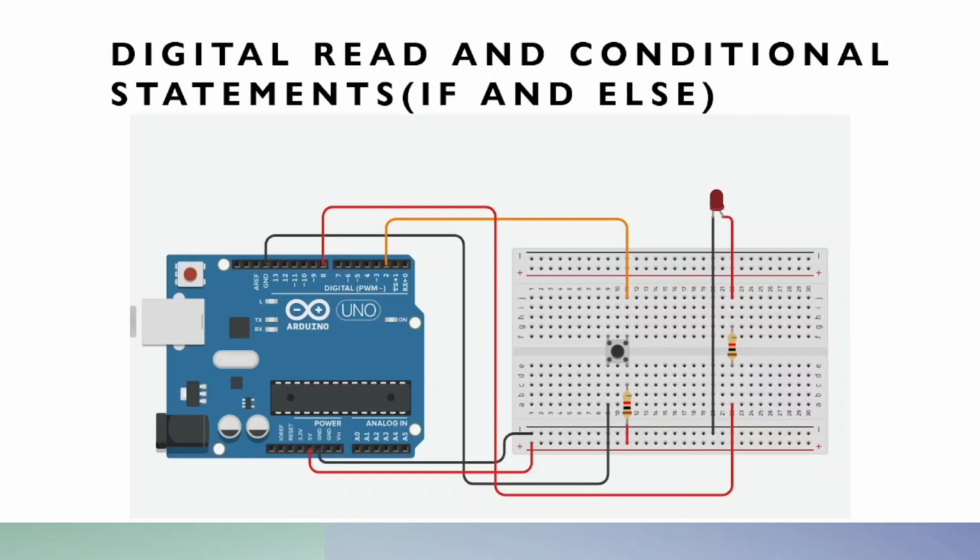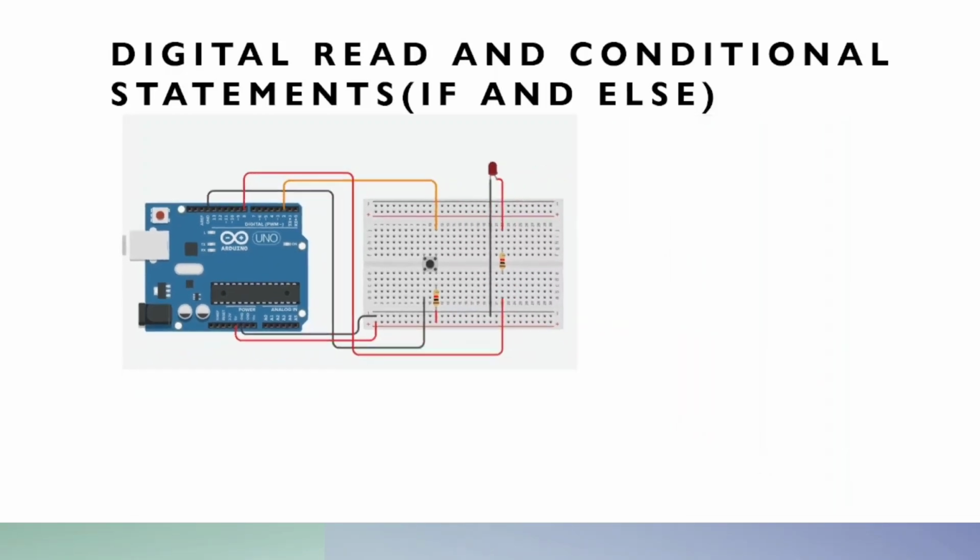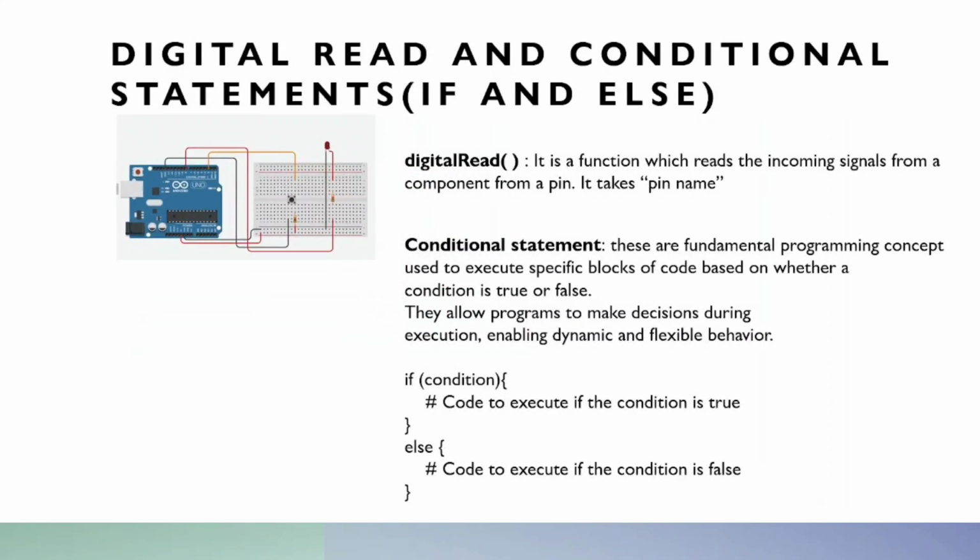Now, our chapter 2 is digital read and conditional statement, if and else. Digital read is a function which reads the incoming signal from a component from a pin, and it takes the pin name. Conditional statements are fundamental programming concepts that execute a specific block of code based on whether a condition is true or false. They allow the program to make decisions during execution, enabling dynamic and flexible behavior.